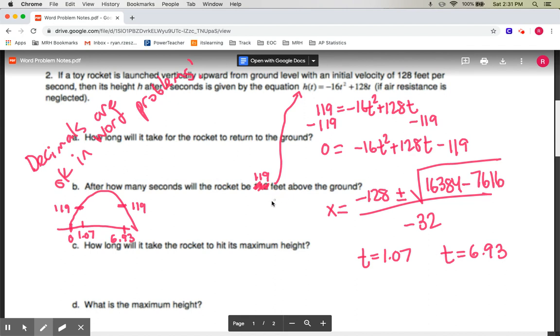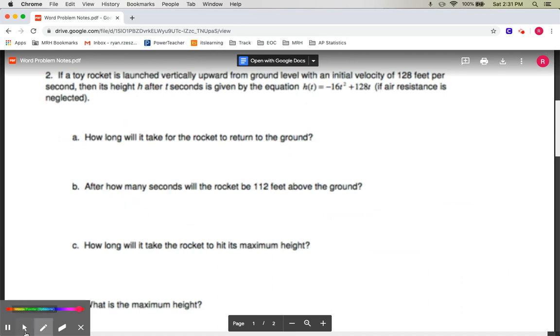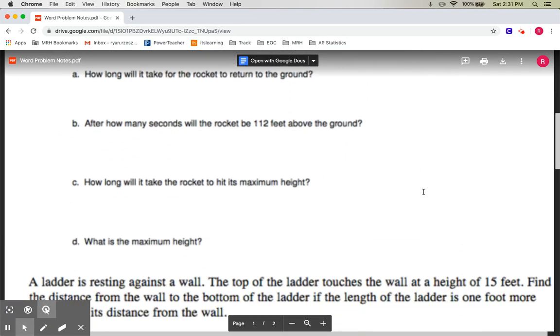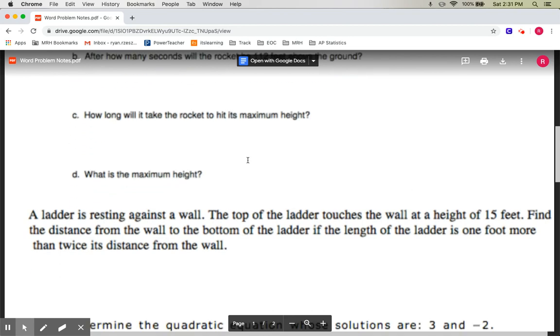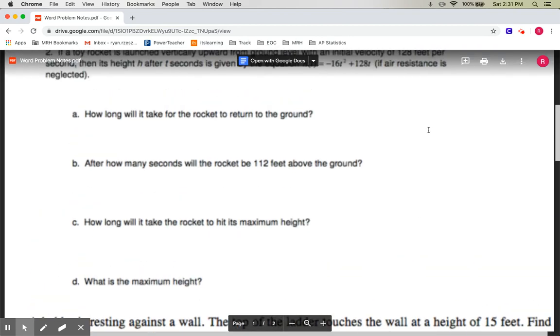This one, they didn't really specify. They just said, hey, when's it 119? Well, it's going to happen at 1.07 seconds, and it's going to happen again at 6.93 seconds. Both of those answers will actually make sense in the problem. So my next question here says, how long will it take the rocket to reach its maximum height? And then what is the actual maximum height?